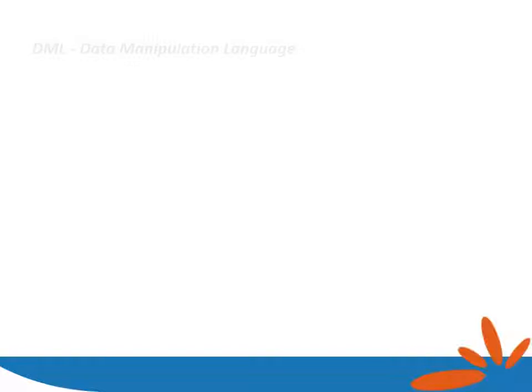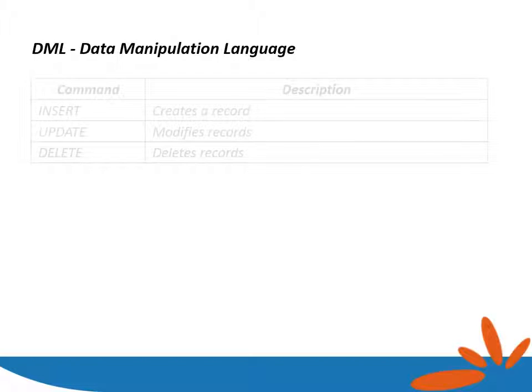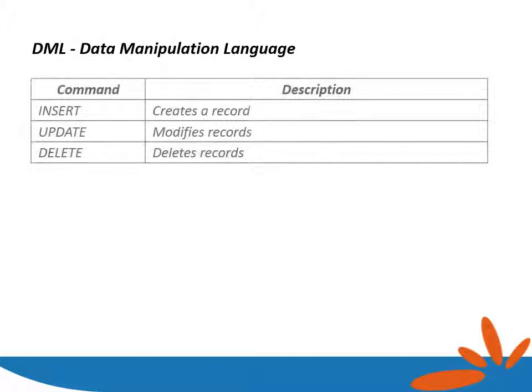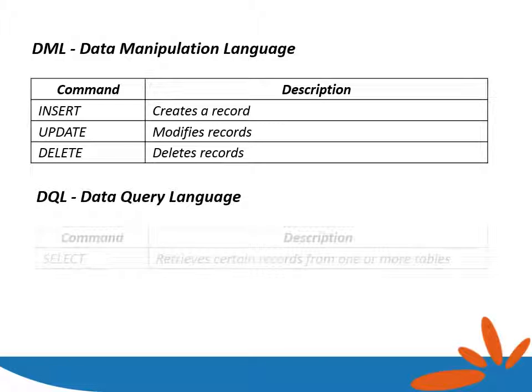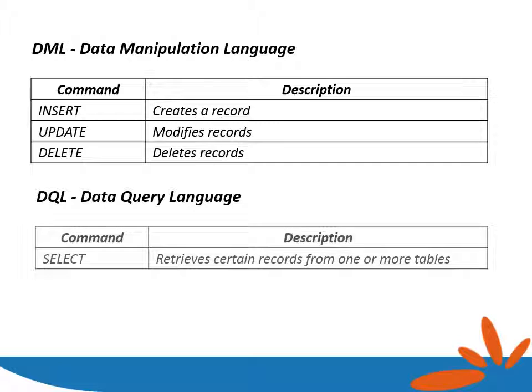The data manipulation language, or the DML, consists of commands that are used in managing the content of the database, such as insert, which is used to create a new record, update, which modifies a record, and delete, which deletes a record. And the DQL, or the data query language, consists of commands that select certain records from one or more tables in the database.